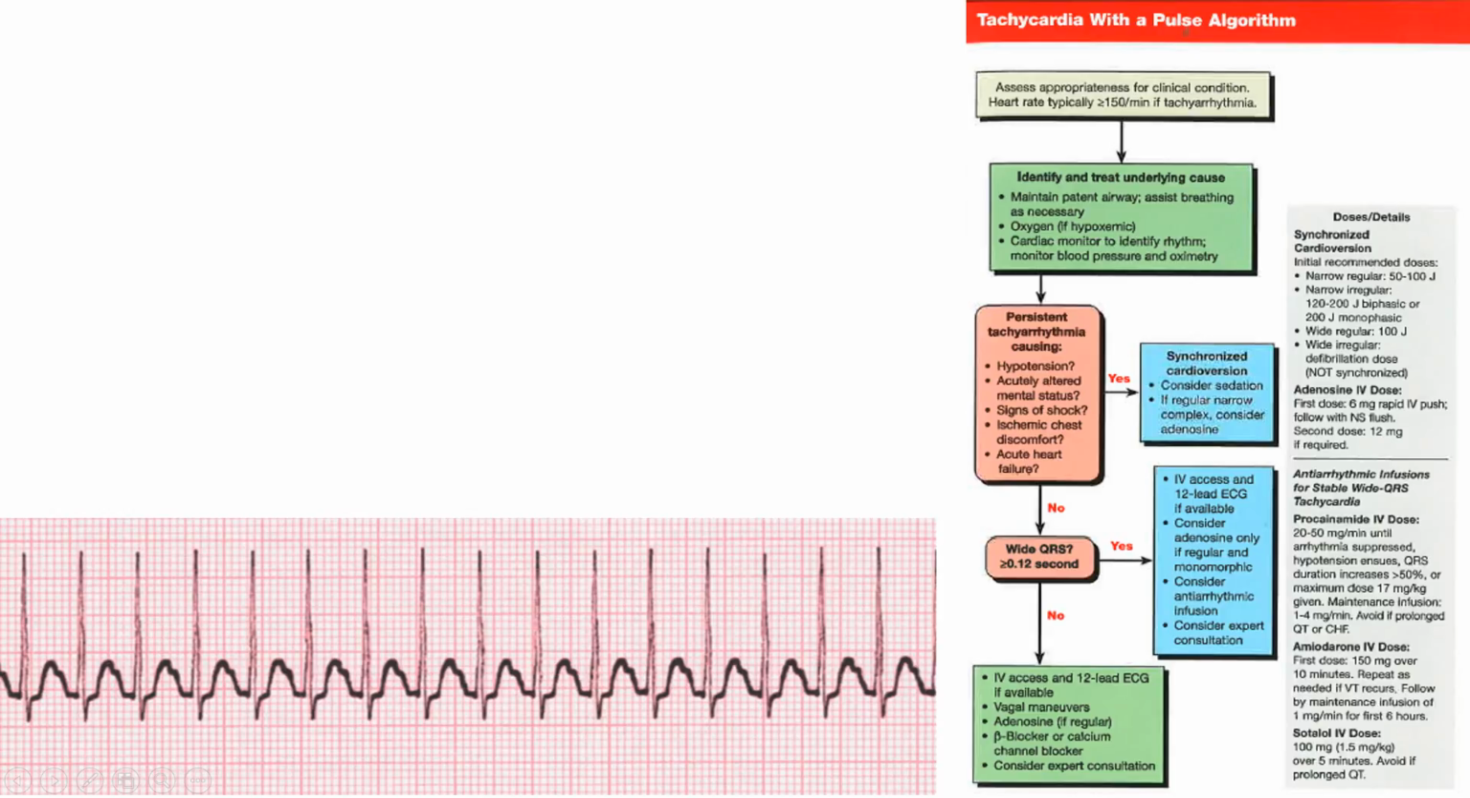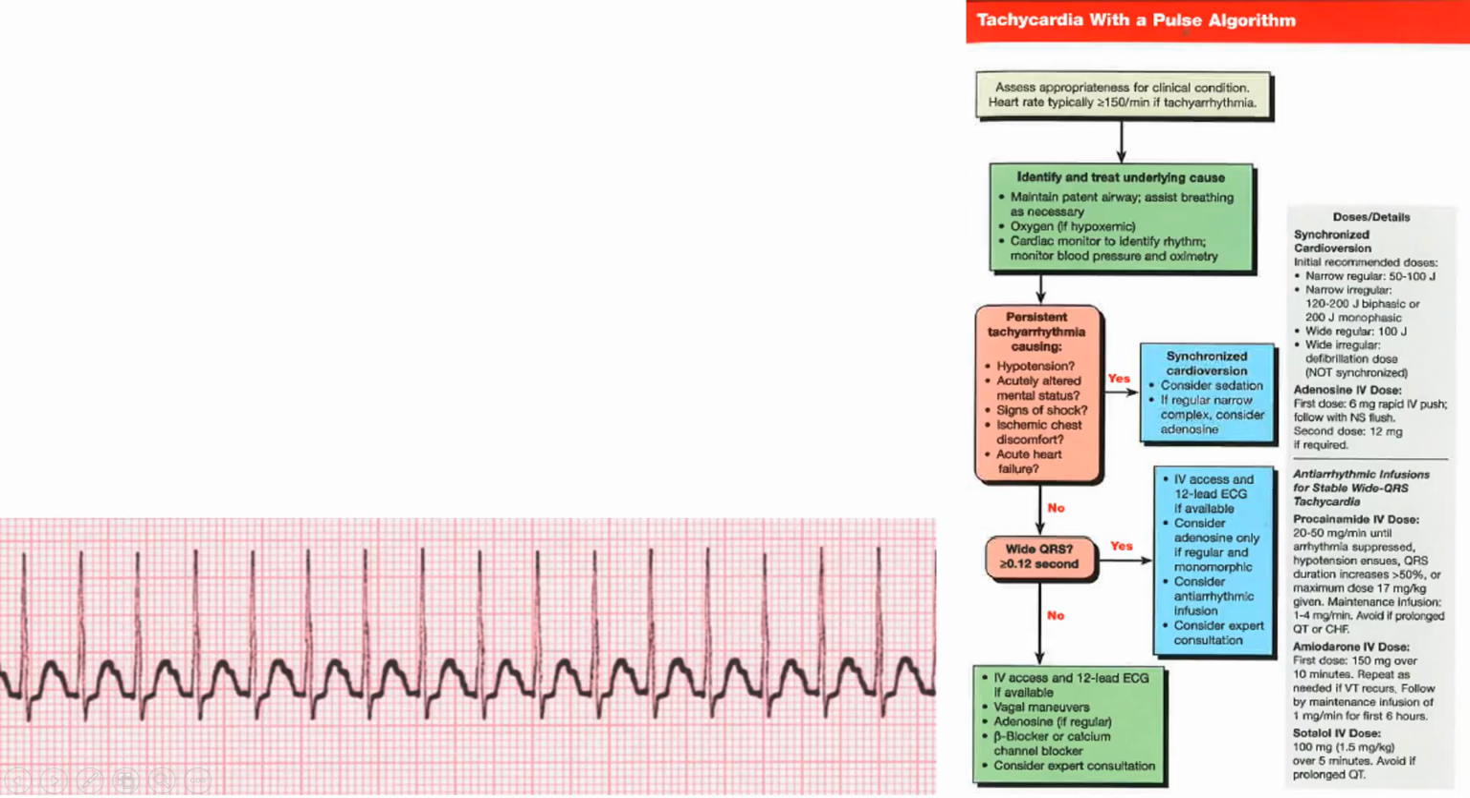What about adenosine? Here, almost every single option we were considering with tachycardia, adenosine, as long as it's regular. If regular, adenosine. If regular, adenosine. So in every case, if it's regular, you're going to use adenosine. So how much adenosine do you use? Well, the full first dose is 6 mg rapid IV push.